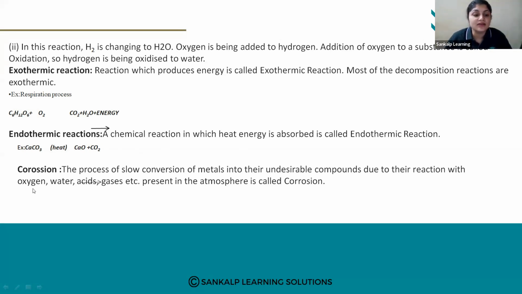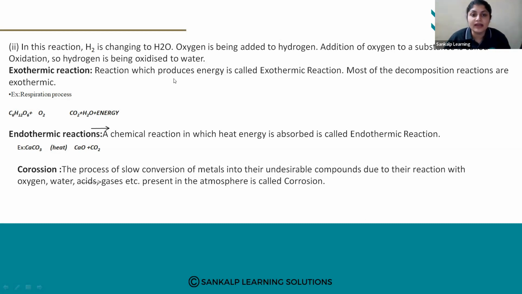Then next comes corrosion. What do you mean by corrosion? You must have seen iron articles, for example a nail, or the iron gate of your house. Whenever it is new, it will have a shiny surface. But if you don't coat it for a longer time, as time passes, maybe due to moisture, it might have come in contact with air, or with water from the rains.